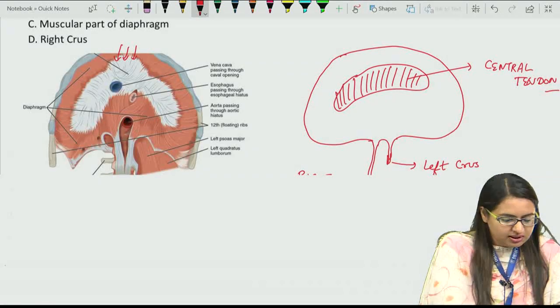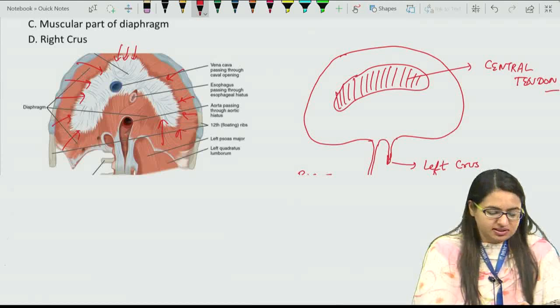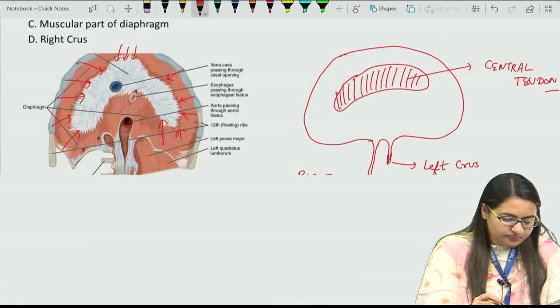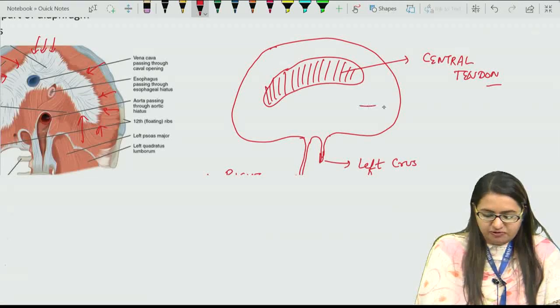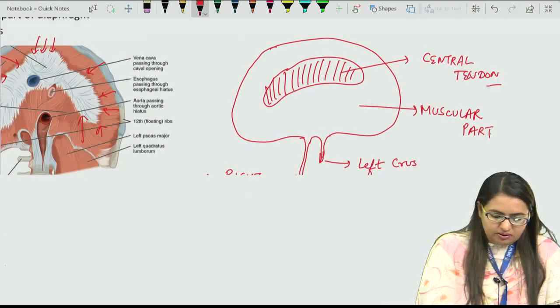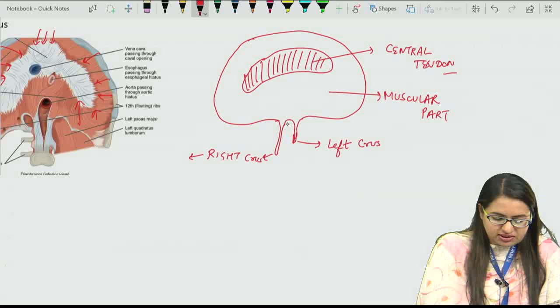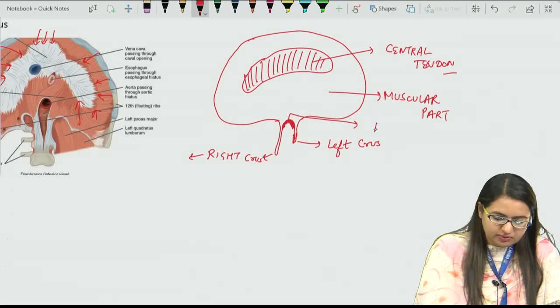into the central tendon. The fibers from the anterior lateral aspect as well as from the posterior side are arising from the lower ribs. They come towards the center and they are inserting at the central tendon. The rest of the portion which is present at this periphery is known as the muscular part of the diaphragm. This is the muscular part. The portion of the diaphragm which extends between the right and the left crus is termed the median arcuate ligament.